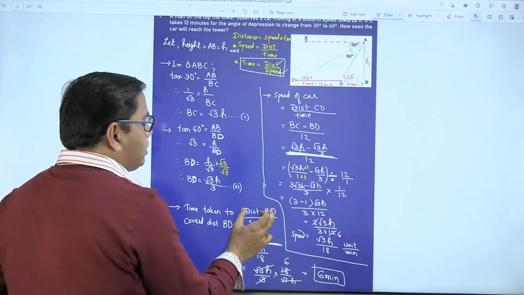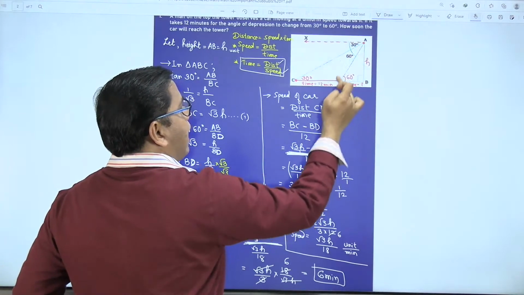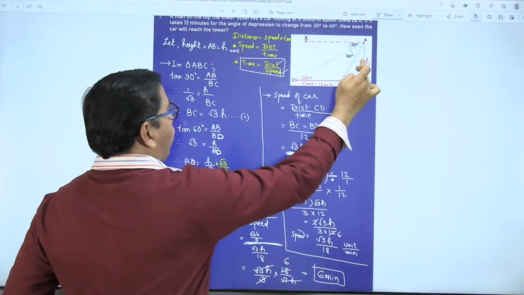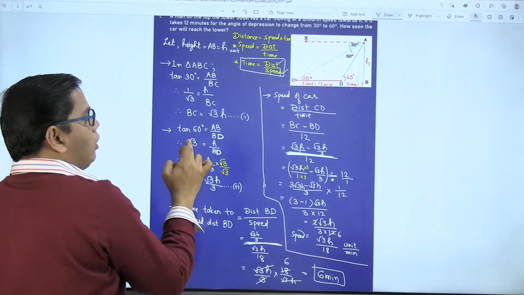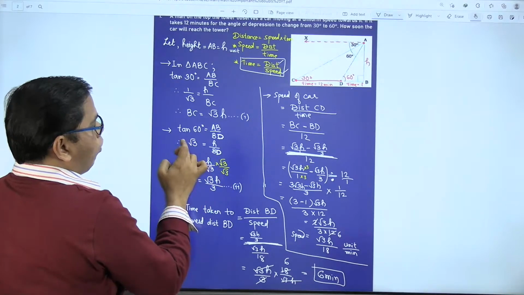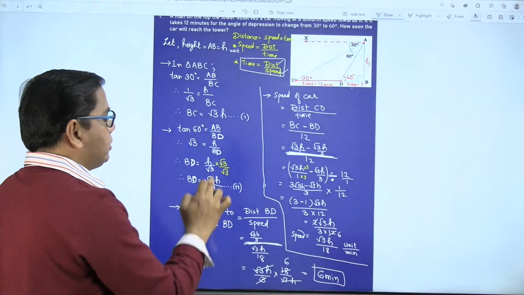So do we know distance BD? The answer is yes. Consider this right angle triangle ABD. Tan 60 is opposite upon adjacent. So opposite side is what? H. Adjacent side is BD. Value of tan 60 is root 3. So on solving this, what you get? BD is equal to H upon root 3. So we have rationalized this denominator.